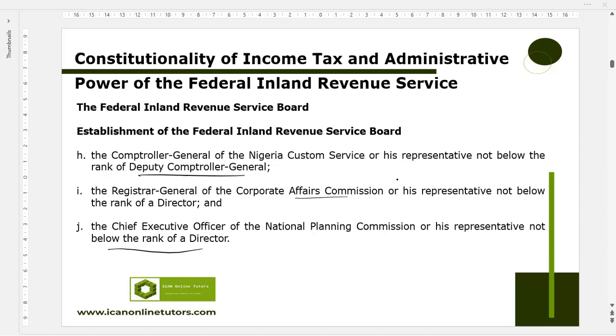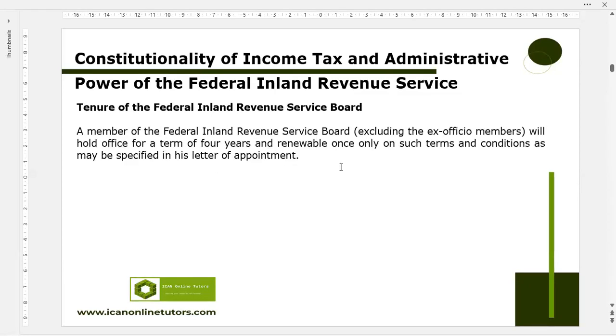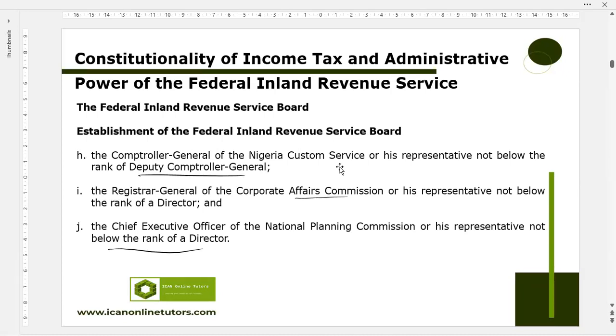Anyway, to save our time, this is just to test your understanding. Please ensure you familiarize yourself with those people that are members of the board of FIRS as well as their chairman. So let's talk about the secretary. Who should be the secretary? The secretary should be from the FIRS. When we get there, we discuss that. Please take note of those that should be appointed by the president.